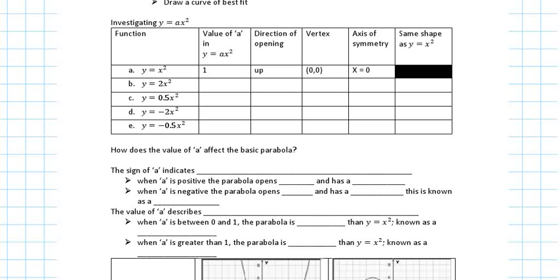Now, what was the step pattern yesterday for the vertex? 1, 3, 5. So the step pattern is going up 1 over 1, up 3 over 1, up 5 over 1. And we said that this is the pattern that we're going to see when it comes to quadratics, but there might be some changes depending on the a value.